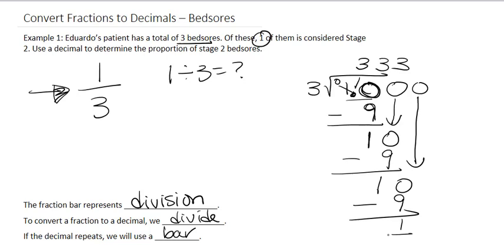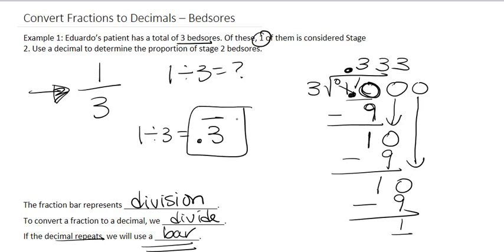So what we're going to do is go back to our number. So we see the decimal here. We're going to bring that straight up to right there. So 1 divided by 3 is equal to 0.333, and the 3's will continue. So to represent a decimal that repeats, we're going to use a bar. So 1 divided by 3 is equal to 0.3 bar, because this shows that this 3 will continue to repeat. So this is our answer.